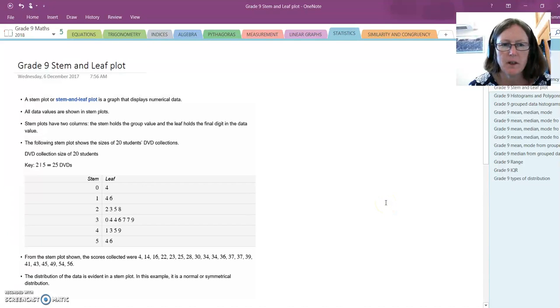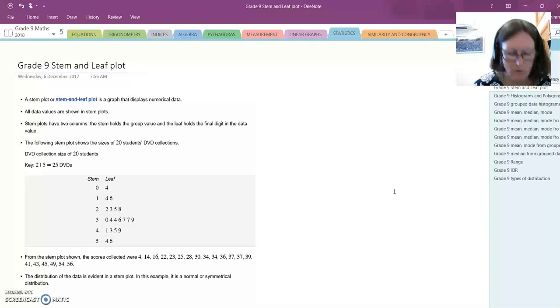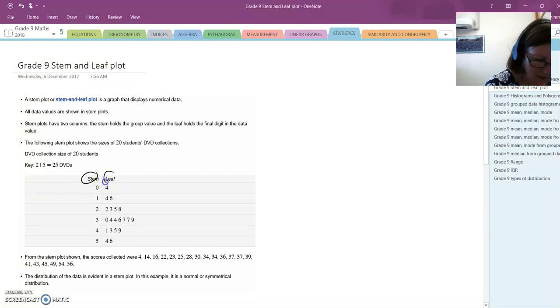Okay, let's look at stem and leaf plots. A stem plot or stem and leaf plot is a graph that displays numerical data. All data values are shown. It has two columns. They have a stem and they have a leaf. The stem holds the group value and the leaf holds the final digit. We'll show that by way of example.